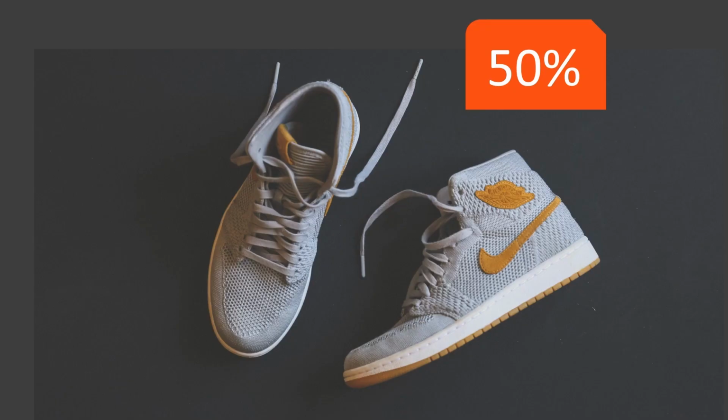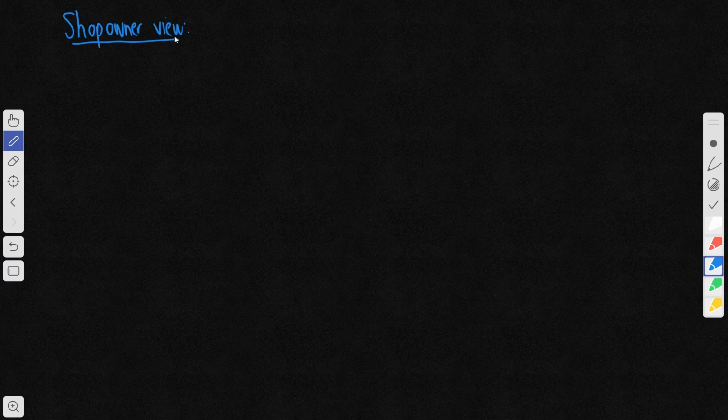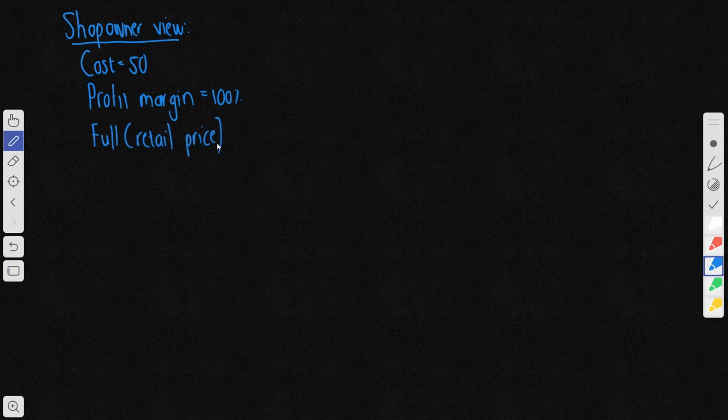Now imagine the day you've been waiting for has finally arrived. It's Black Friday and the shoes you've been lusting over for the past 6 months have finally been marked down to cost. If the shop paid $50 for the shoes and their profit margin is 100%, we can calculate the full or the retail price of the shoes as the cost plus the profit margin applied to the cost. And this is simply 50 plus 50 multiplied by the profit margin P.